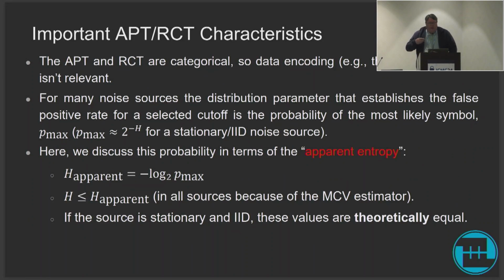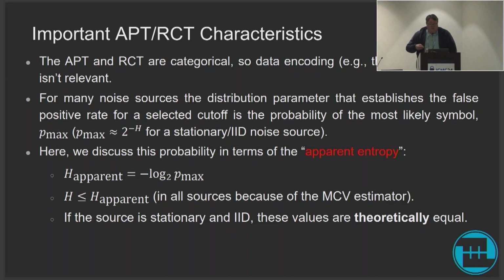Some important things to recognize about the APT and RCT. They are categorical, so data encoding is completely irrelevant. It doesn't matter how wide your data is or how you encode it, as long as you can test for equality, since that's really the only thing they care about. As long as you can tell when two symbols are equal, which I can't think of too many situations where that's not possible, then you can do these tests.